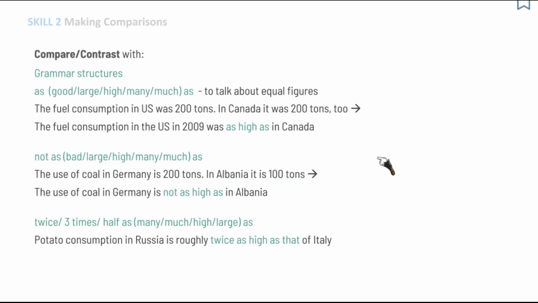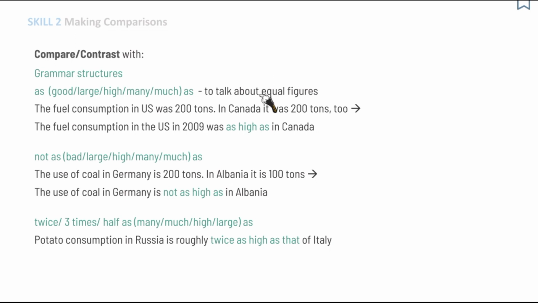And next we're going to talk about this grammar structure. So, for example, as good as, as large as, as high as, as many as. And we use this structure when we talk about equal figures.